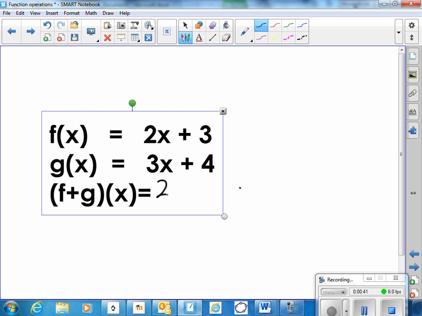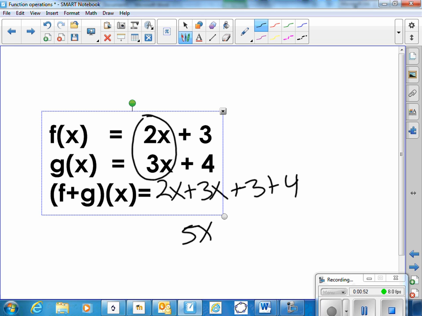So 2x plus 3x, adding like terms, and then plus 3 plus 4. So 2 of these plus 3 of those is 5 of those, and 3 plus 4 is 7. So adding the function f and the function g together is 5 times x plus 7.